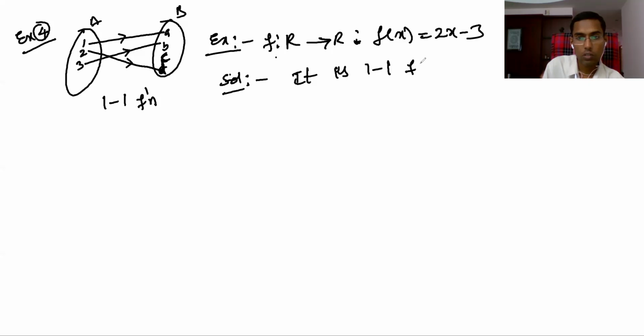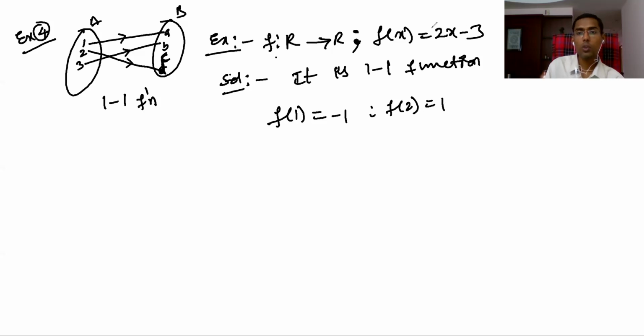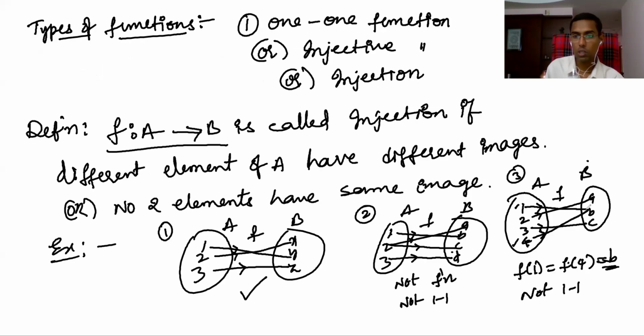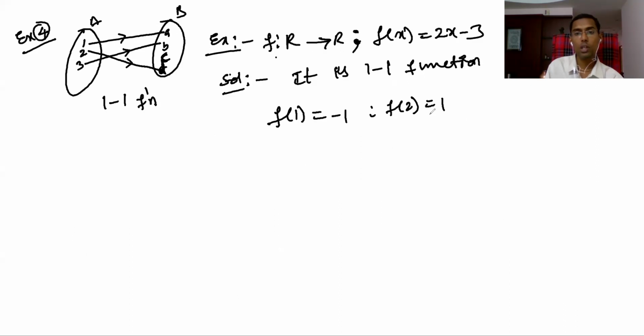Why is it one-one? Because different elements will definitely have different images. How do we know? If you substitute 1, you get -1. If you substitute 2, you get 1. So if you take different elements, you will get different images. No two elements have the same image, unlike the earlier case where two elements had the same image. Like this, if you take different elements, you will get different images only.